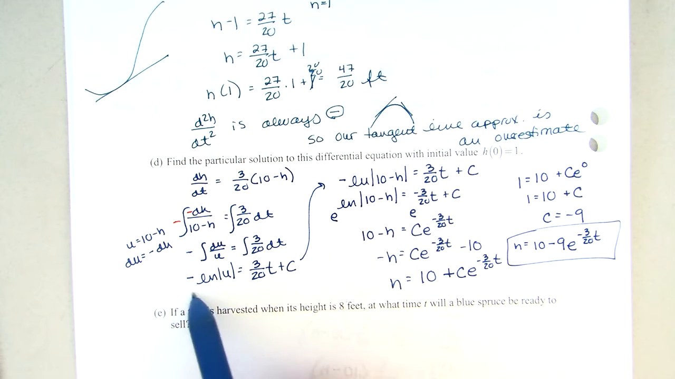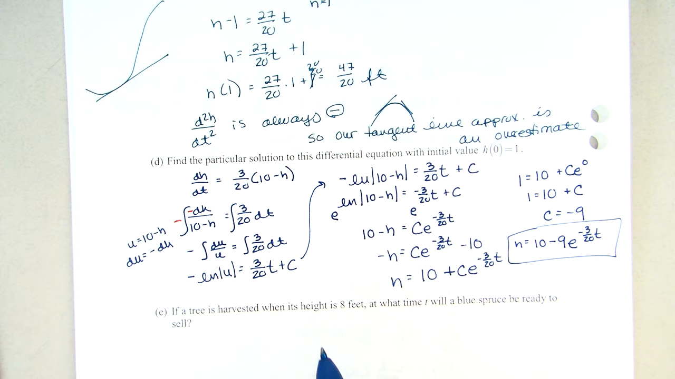No. So I've got 3 over 20t, but before I raised e to both sides, I had to divide both sides by -1. You do, because the e gets rid of a natural log, not a negative natural log of something. I guess you could have made the -1 into a power, but that's going to make it even uglier. So yeah, you've got to divide both sides by -1. Anything else? What did I just find?